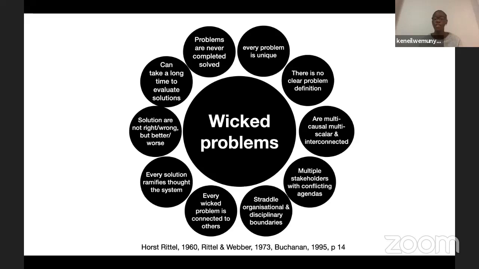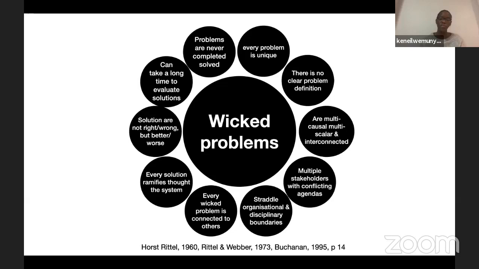There are multiple stakeholders involved with conflicting agendas and opinions. And of course, they also straddle organizational and disciplinary boundaries. And so typically, this is what wicked problems refer to. And I'm sure a lot of you have experienced that, or you are experiencing that on a daily basis, whether it's in your work environment or in the community that you live in.